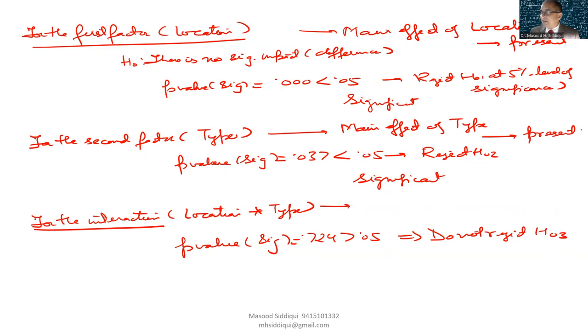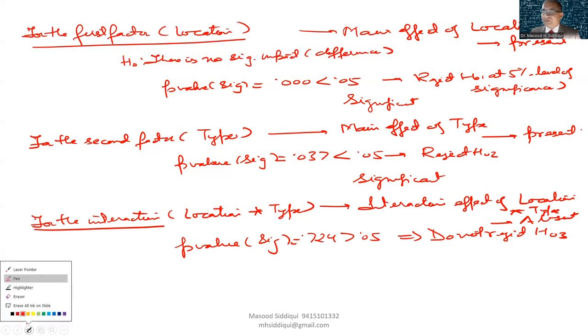And here, the interaction effect of location into type is not present as per the hypothesis. So here, the interaction effect is not making any sense. Right? Now, here we have some other outputs also. One is the partial eta square. I will be showing you that also.